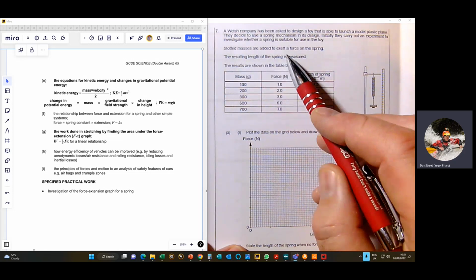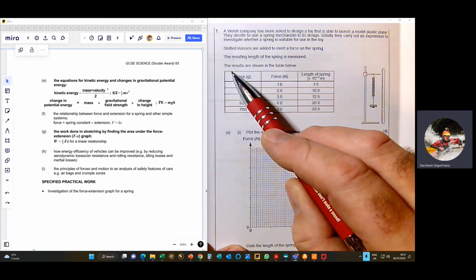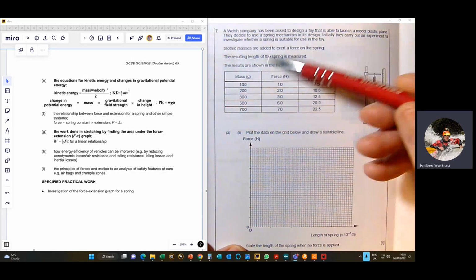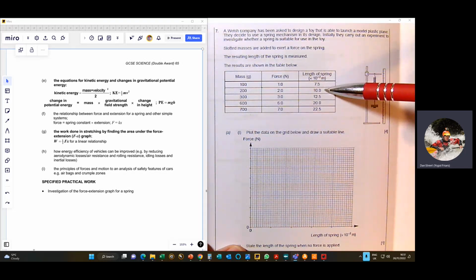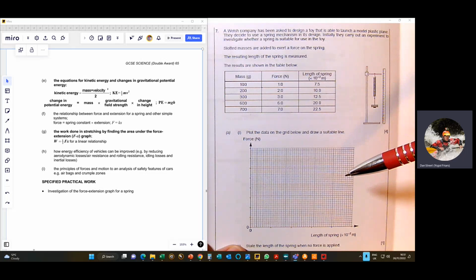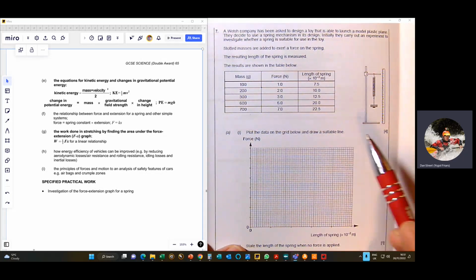Slotted masses are added to exert a force on the spring. The resulting length of the spring is measured. The results are shown in the table below. So we've got the mass, we've got the equivalent force, and then we've got the length of the spring that causes. Okay, so it says plot the data on the grid below and draw a suitable line.